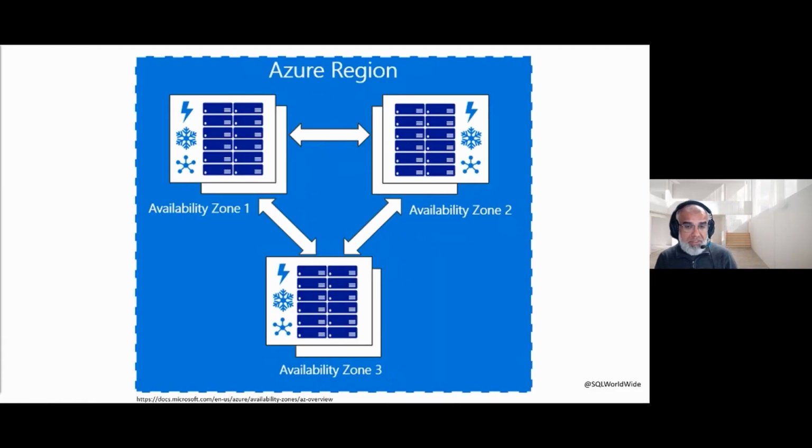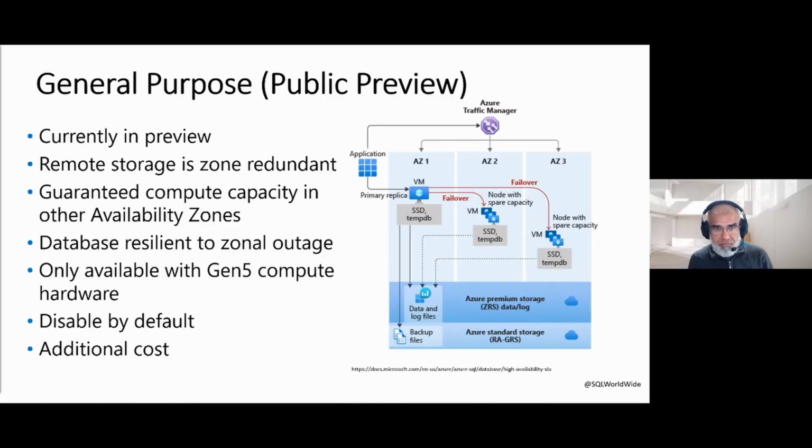So what does this mean? Each region is divided into multiple zones, and each zone has its own power, own cooling, and own networking. So if one zone is unavailable, and if you turn on this zone redundancy, you will be automatically moved to a second zone. So how does that look? In general purpose, which is still in public preview, just so you know, it will look like this. So you have 3 zones. We are still within a region. We are not going beyond a region.